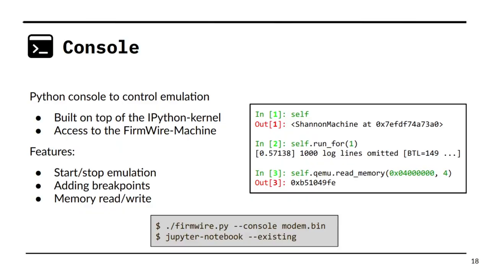So now let's look at how to explore this. Exactly. I briefly mentioned before, we have the console, which is what at least I use the most when playing with firmware. It's basically a Python console which directly hooks us, during the running emulation, into the emulating process. So we have a reference to, in this case, the Shannon machine object. This is a firmware machine which allows us to control the emulation. We can start and stop the emulation, set breakpoints, and read or write memory.